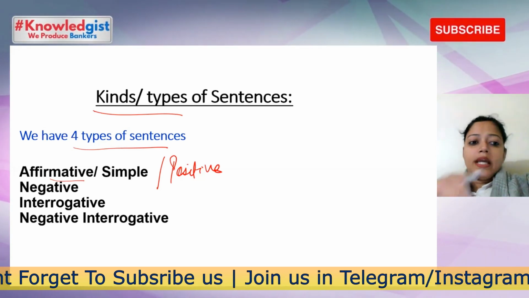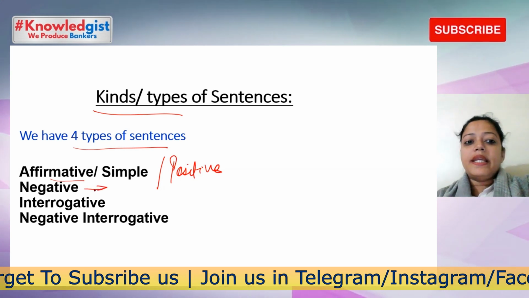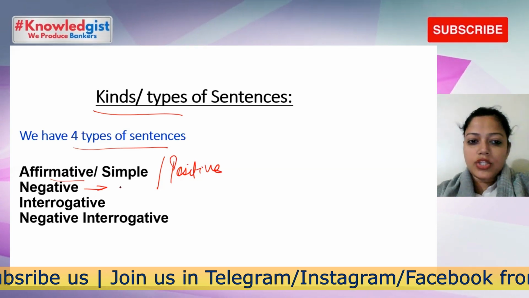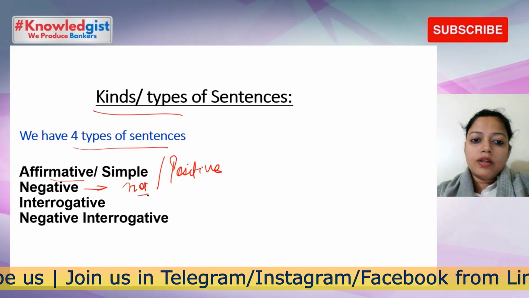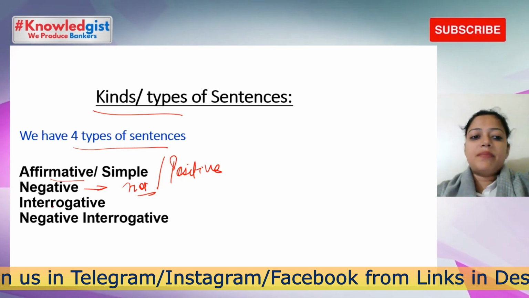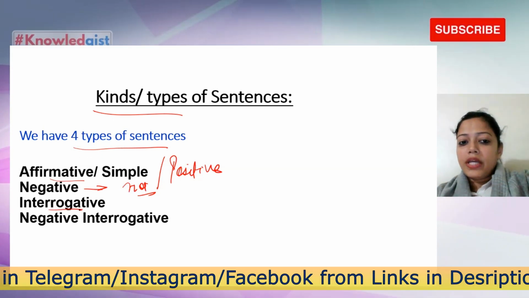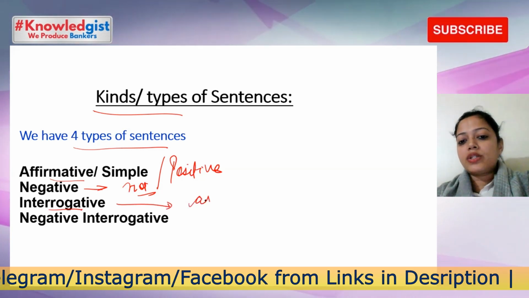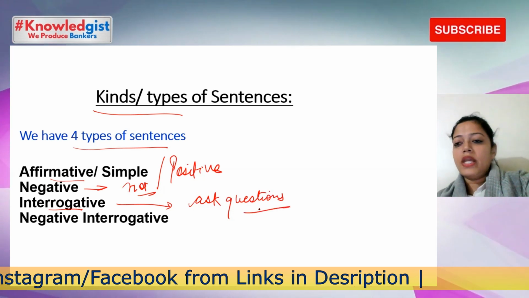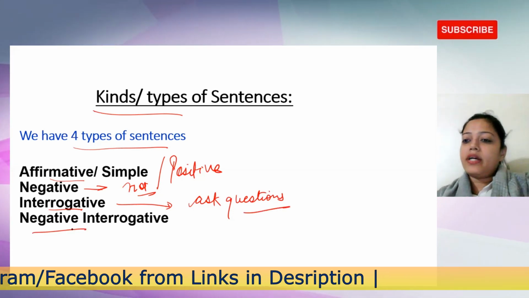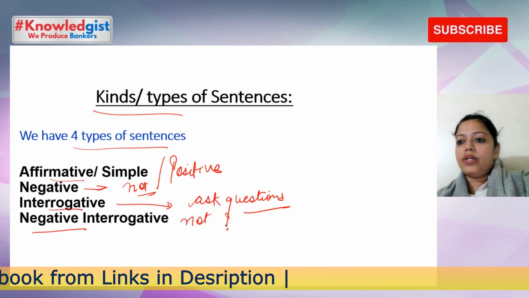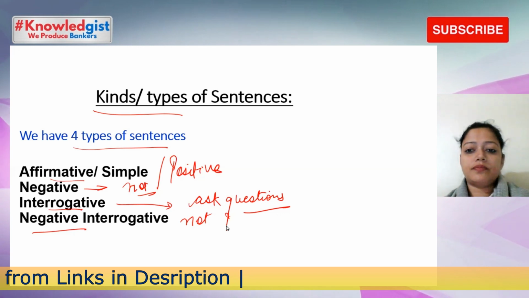Okay, okay. Next one is negative sentences. Negative means I do not agree with the situation. It means we use not in the negative sentences. After that, our third type is interrogative. Interrogative means we ask questions in this type of sentence. And after that, there is negative interrogative. In this, we have to use not as well as we have to ask a question, right?